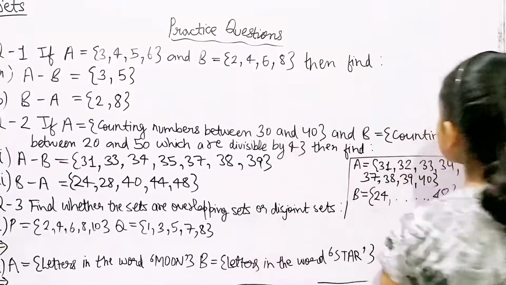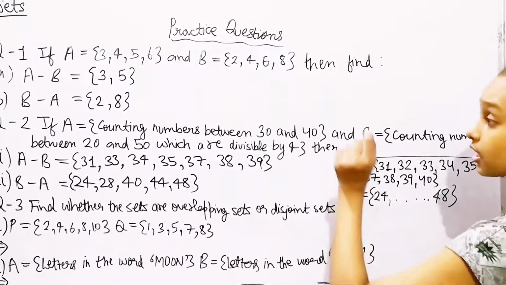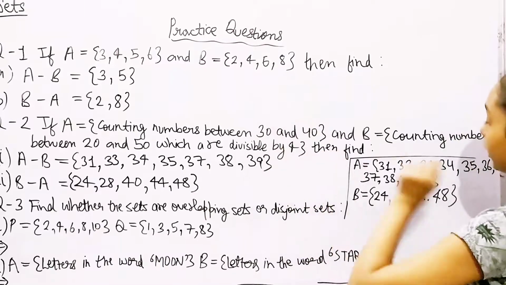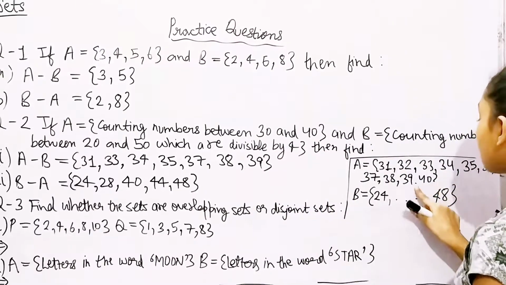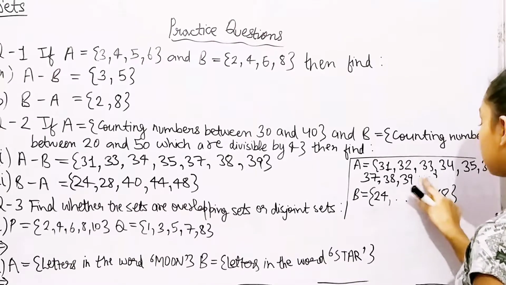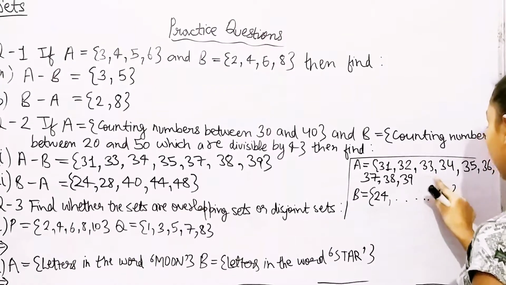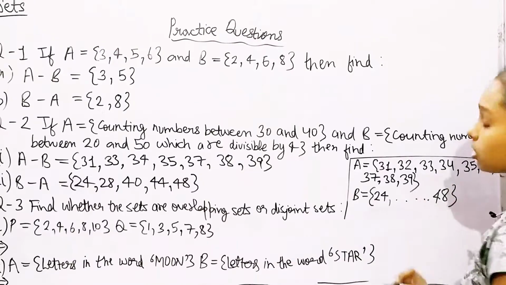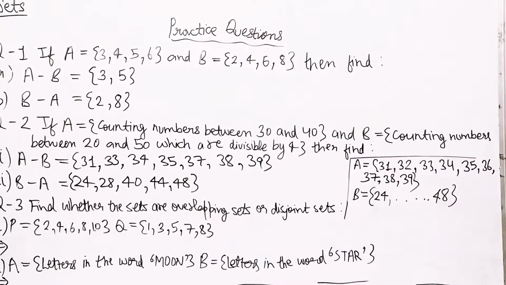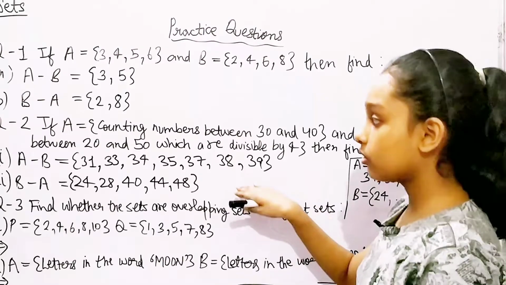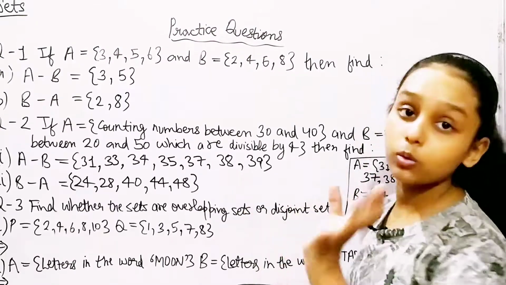Yeah, so I was saying that I made a small mistake. It was saying between 30 and 40, so 40 isn't going to be part of set A. Until 39, that's it. 40 will not be included. Just till 39. Have a look, now it's correct. So we've written all the elements, and we have solved the whole question.